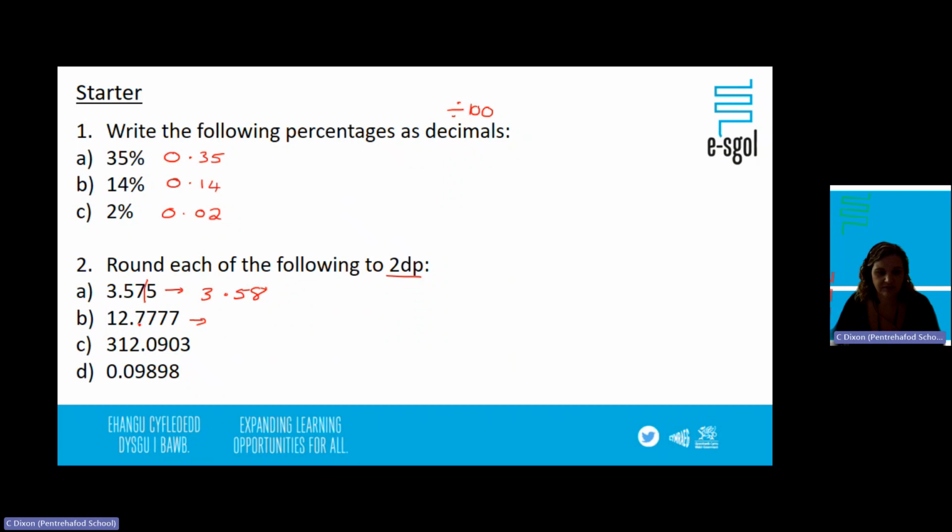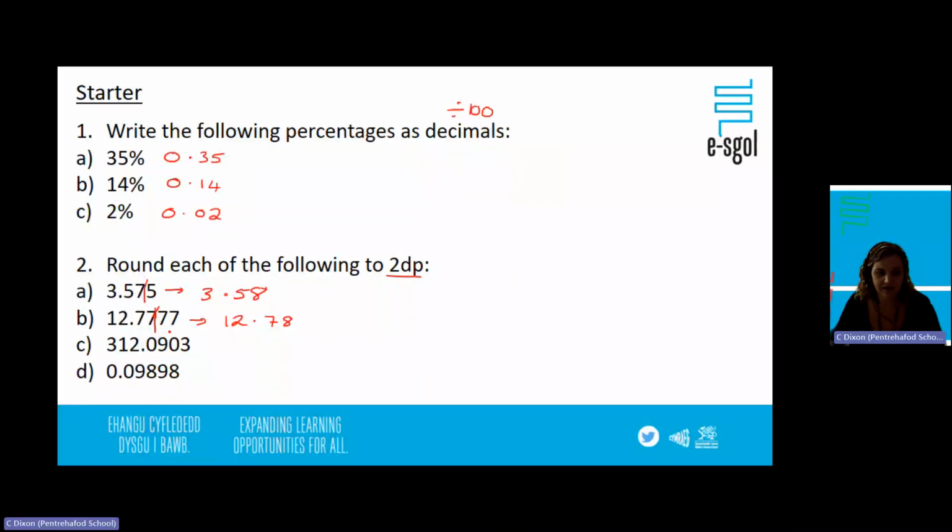The next one, counting from the decimal point, 2 digits to the right, is in between the second and the third 7 that you can see after the point. But the 7 to the right of that, and it doesn't matter what values come after it, it's only that first digit you come to the right of the line. So the 7 is the only one we're looking at. That is bigger than 5, so it affects the 7 that's just before it. So 12.78 for the B.